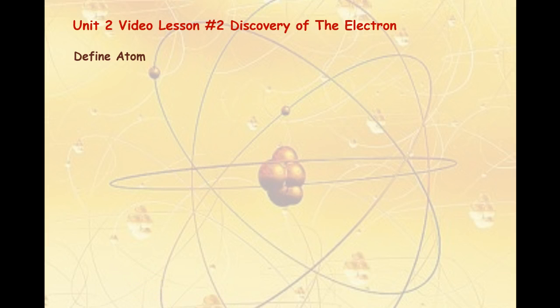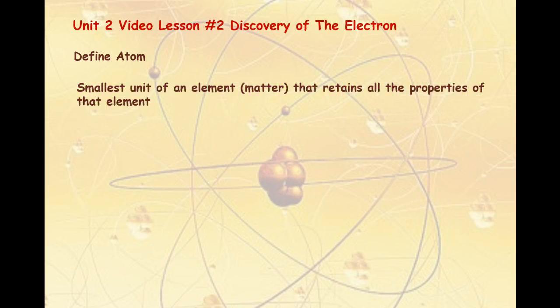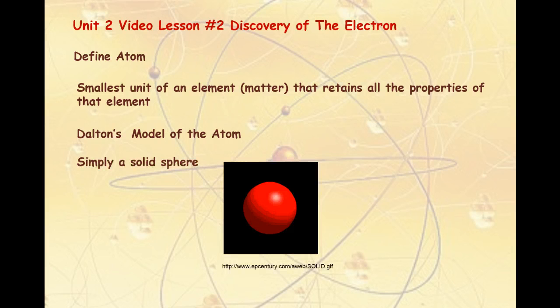Let's first define the atom since we now know that the atom does exist. The atom is the smallest unit of an element of matter that retains all the properties of that individual element. Dalton's model of the atom is very simply described as a solid, indestructible, indivisible sphere. And we can draw a picture of it, and it would just look like that red sphere that we have there on the slide.